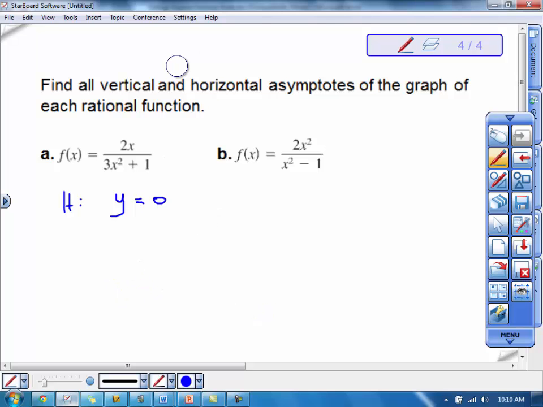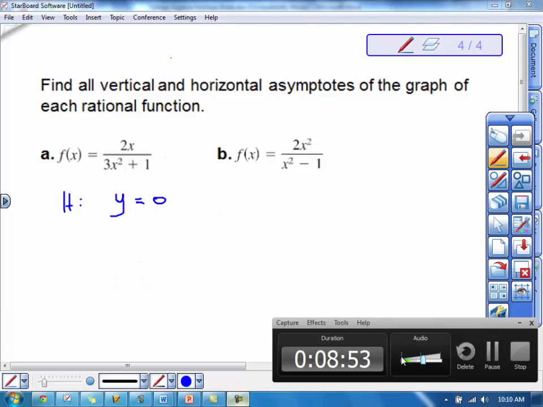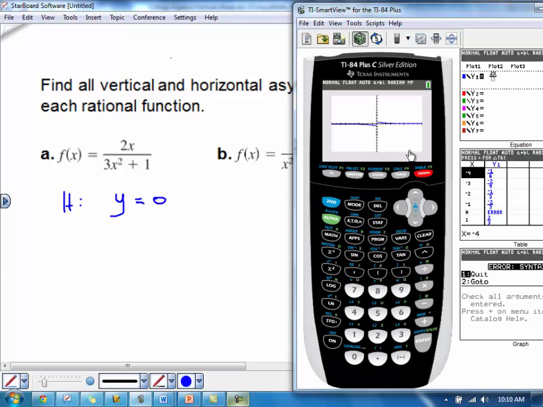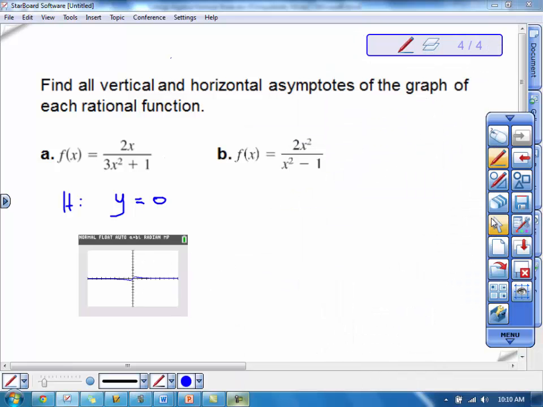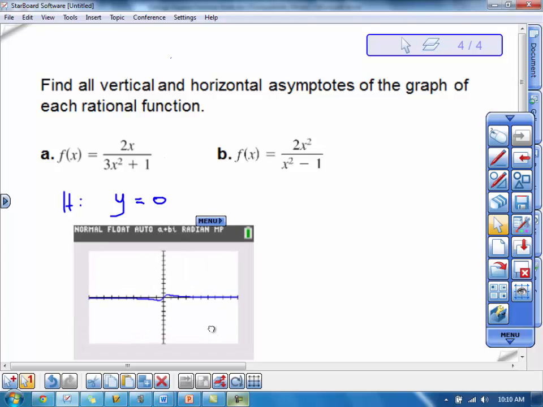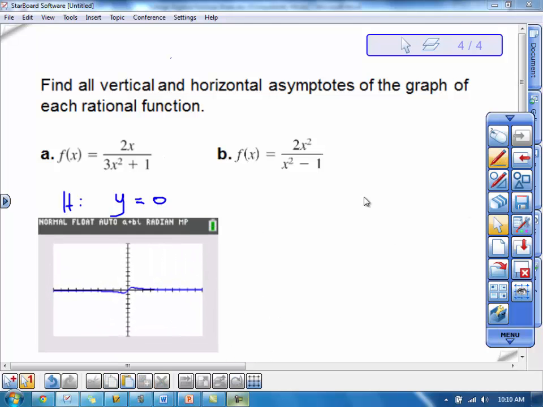Okay? And you can graph it on your calculator to make sure. All right, you can see this function. This is a little bit different, but the function looks like this. It doesn't have any vertical asymptotes. It does have a horizontal asymptote though at y equals 0. You can see that the function approaches y equals 0 as x gets big, and the function approaches y equals 0 as x gets really small. Okay. All right, let's try another one then.